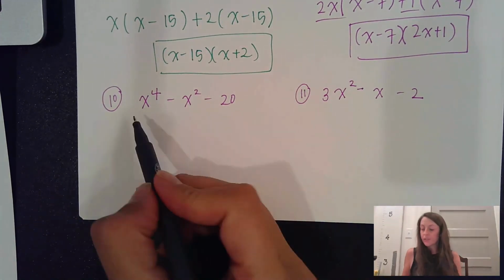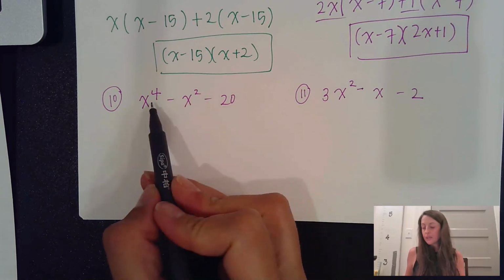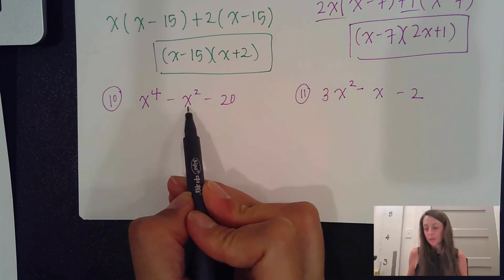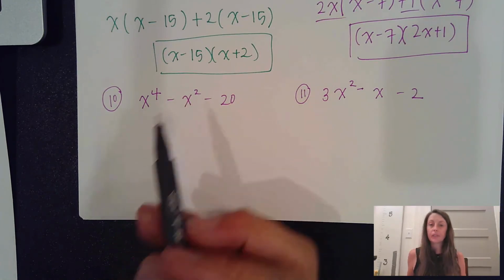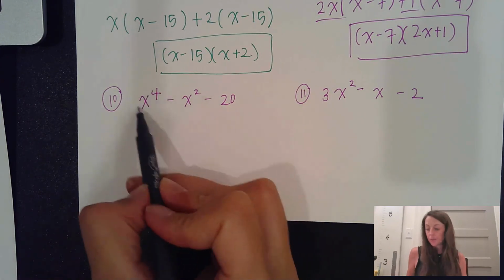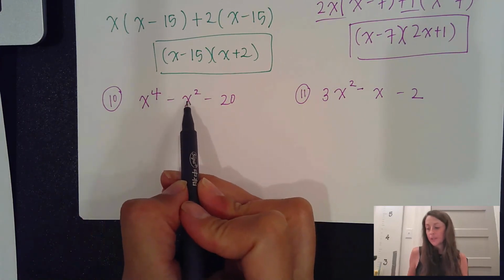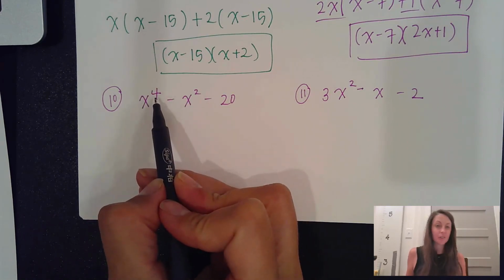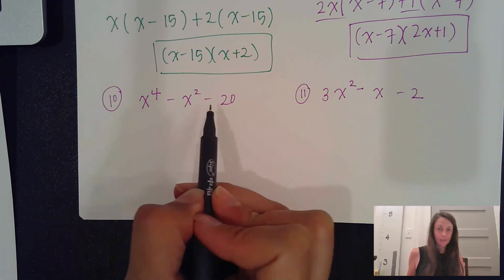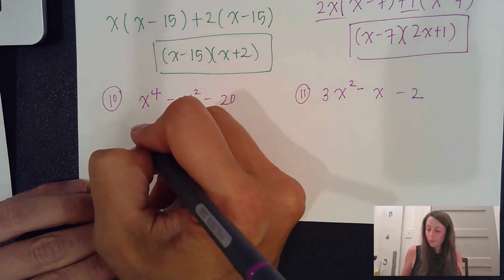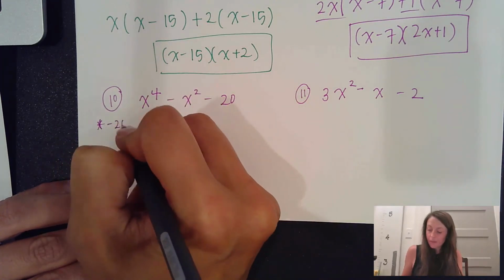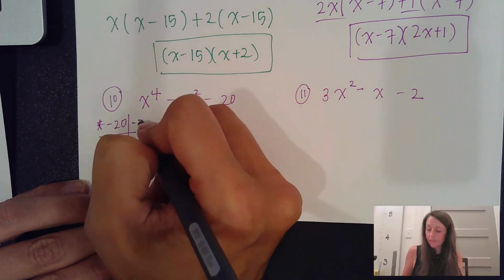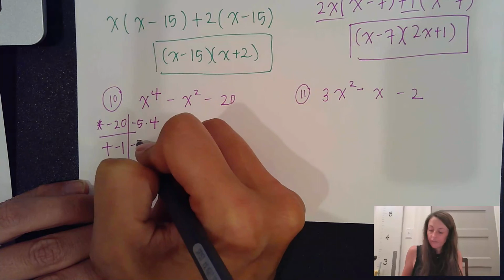Okay, so trinomial, this follows the trinomial form. So this first term is squared, and then this one is just a single term, right? So basically, for your trinomial, the exponent on the first term has to be the middle term's exponent squared. So is your x squared term squared here? And it is. If this was an x to the third, you couldn't factor this one. This one would not factor. Okay, so what multiplies together to give you a negative 20 and adds together to give you a negative 1? So what's that going to be? Negative 5 times 4, negative 5 plus 4.